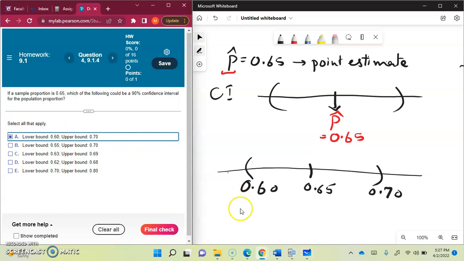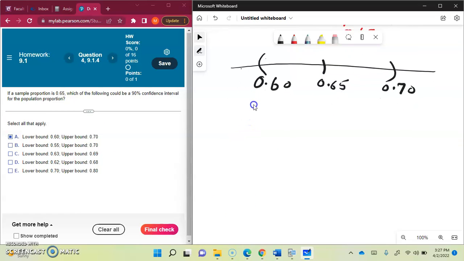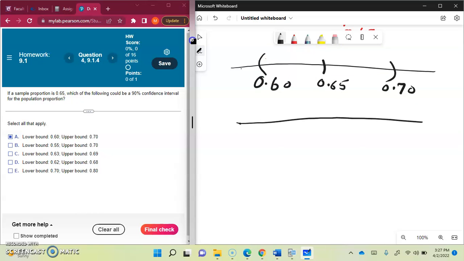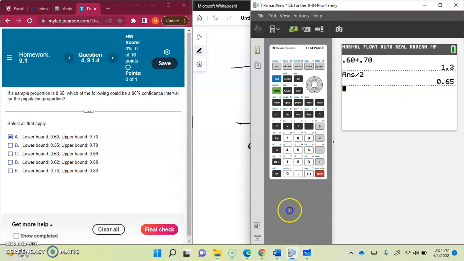So let's try our next interval. What is the next interval? Test it. 0.55 to 0.70. How do you check that? 0.55 plus 0.70 divided by 2, you get 0.625. So not the second option.